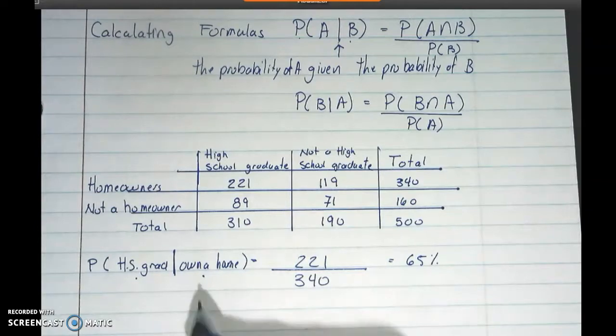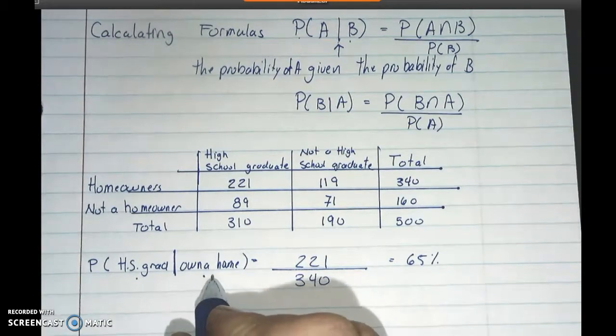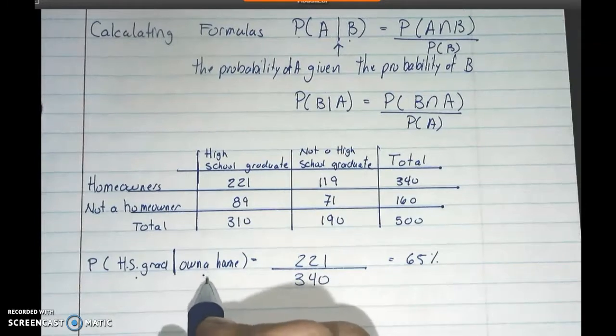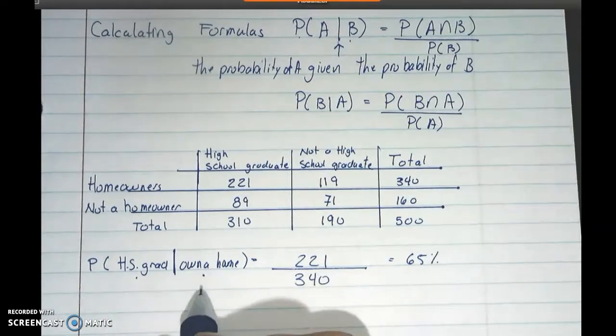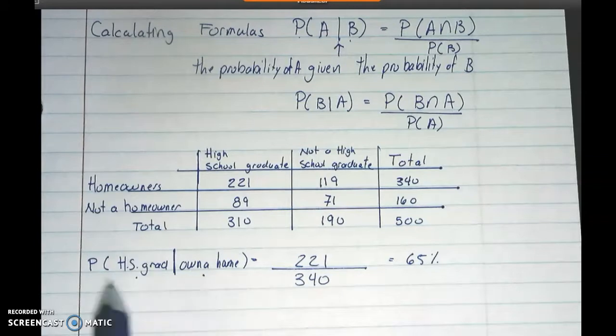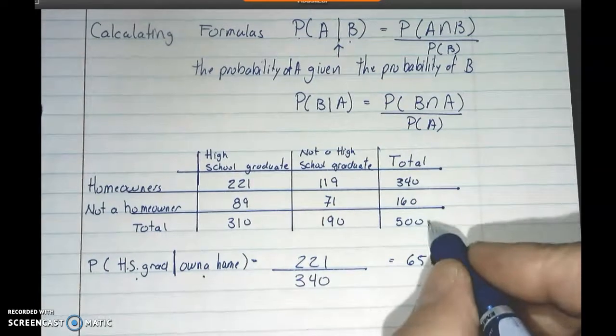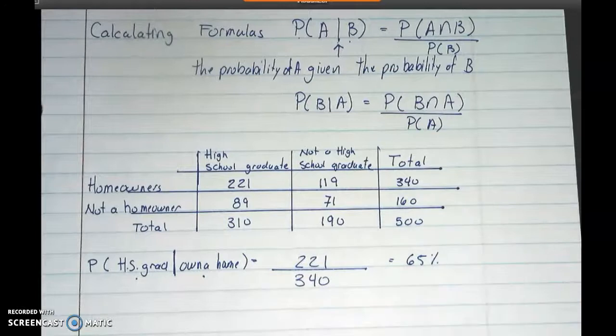This is saying that you already own a home, so this event has happened. So we've owned a home, and now we're saying how many of them graduated high school for this data set. Okay.